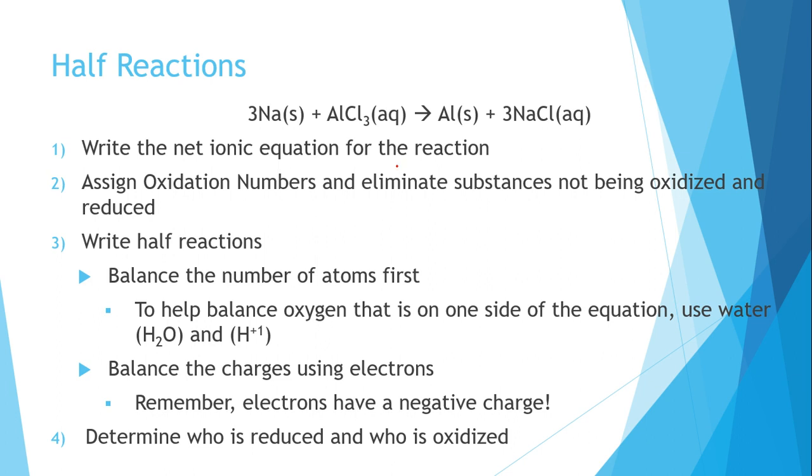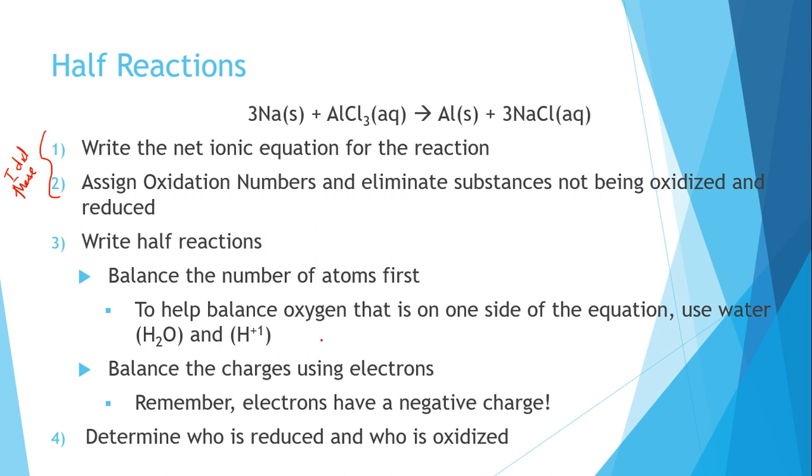The second thing you would do is assign oxidation numbers and then eliminate substances that are not being oxidized or reduced. Now, fun fact for you, I do these steps for you, so you do not have to do these. So I did these for your homework. The third step, which is the one that we're focused on, is actually writing half reactions.